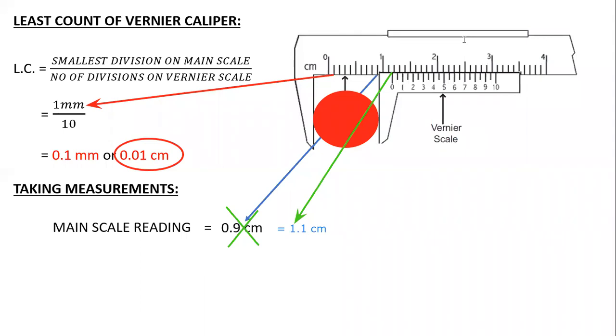Yes, sir. And our value lies between 1.1 and 1.2. So which value should be taken? 1.1. So understood why we take the lower value? Yes, sir. Because the next decimal place we will be getting from the vernier scale. Okay, so we start with the least value. Yes, sir.